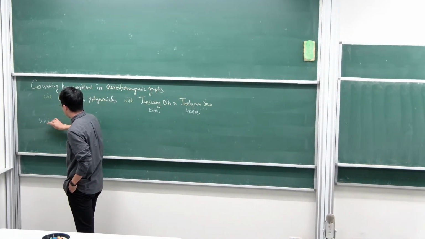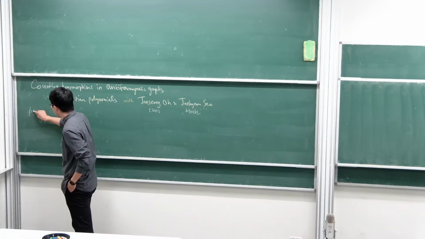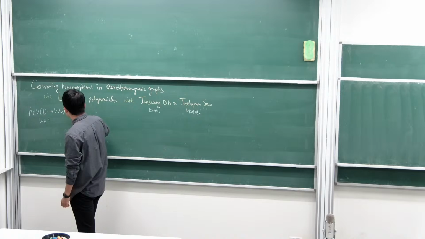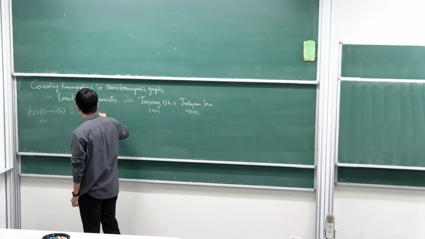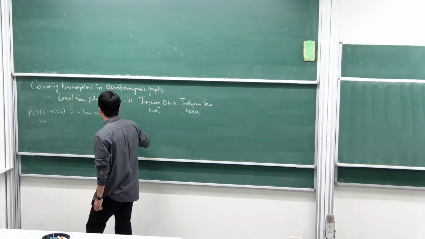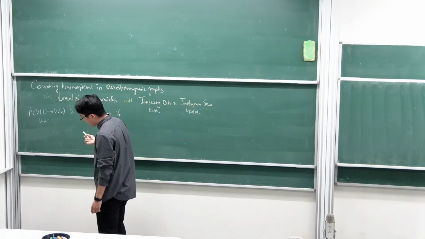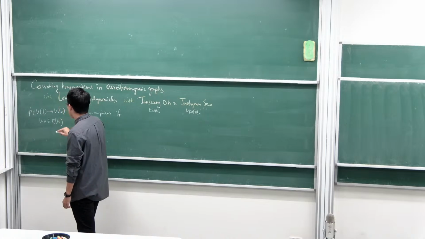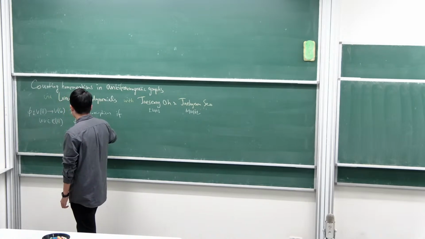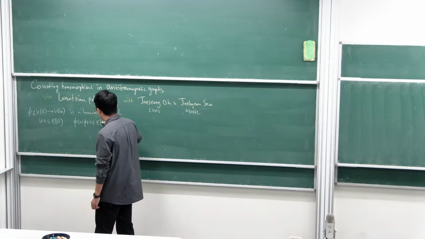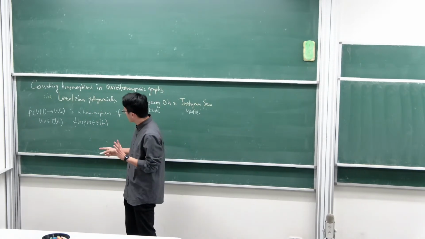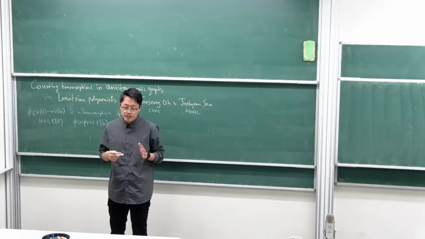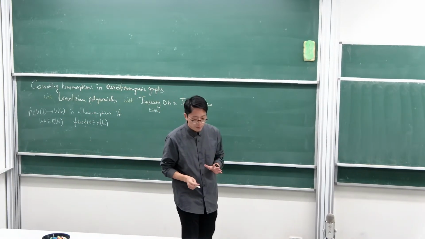All of you would probably know what graph homomorphisms are, but let me just quickly recap. A homomorphism is a vertex map that preserves adjacency. So whenever uv is an edge, its image is also an edge. Throughout this talk, I'm going to allow my graph G to have loops. So it doesn't have multiple edges, but it may have loops.